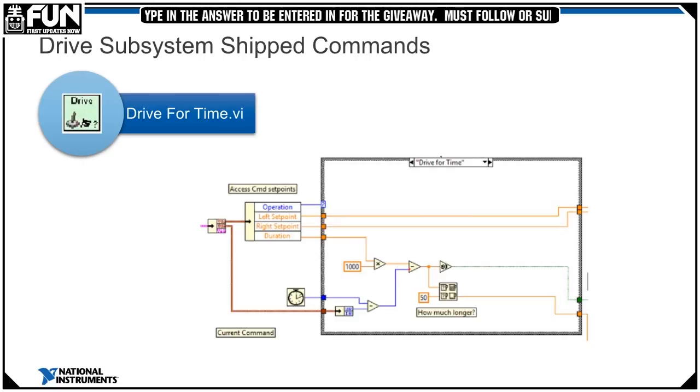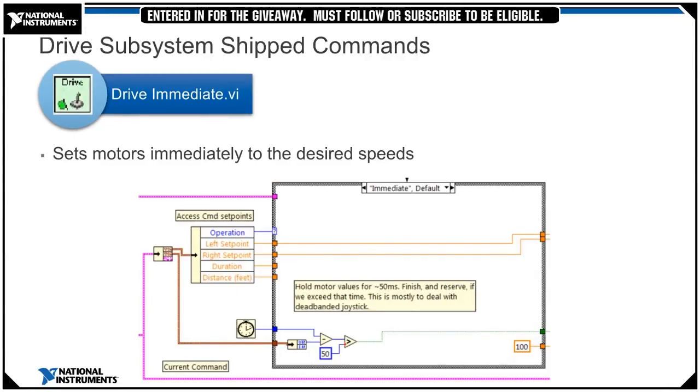So the next shipped command we want to talk about is drive immediate. This sets the motors immediately to the desired speed. This is typically where we're going to see your wire through from your joysticks, is this drive immediate command. You can see that we've just taken the left and right set points, wired them across, and then the motor set VI is off to the right there. Again, we're only holding the motor value for 50 milliseconds at a time, so we don't upset the safety configuration timeout. So every 50 milliseconds, it'll check, say, hey, I'm still driving immediately. I'm going to grab those set points and set them to the motors.